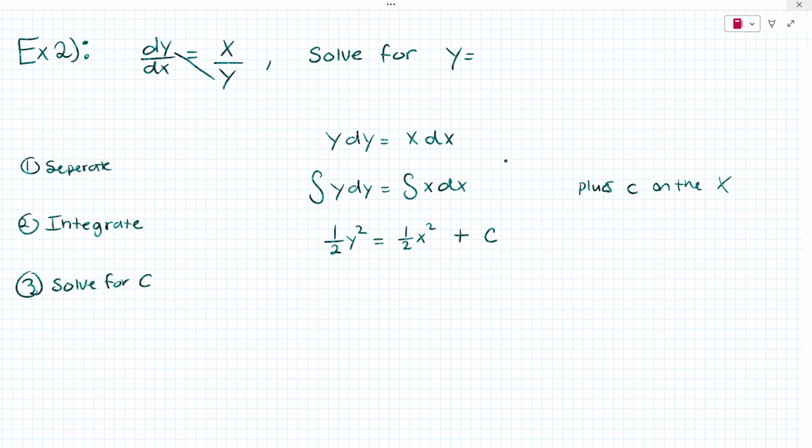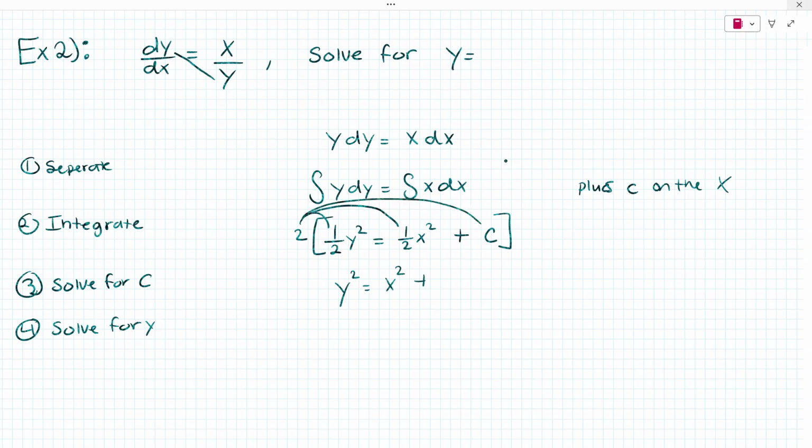Do we have an initial condition? No. So we can just move on to step 4, solve for y. Okay, so how would I solve for y? Well, first I would get rid of the fraction by multiplying everything by 2. So 2 times 1/2 y squared just cancels the 2. That gives you y squared. 2 times 1/2 x squared, the 2s cancel, you're left with x squared. And don't forget, you have to do it on everything as well as the c, so plus 2c.